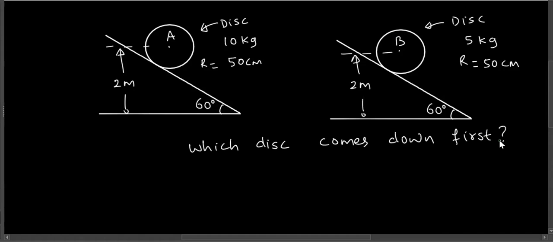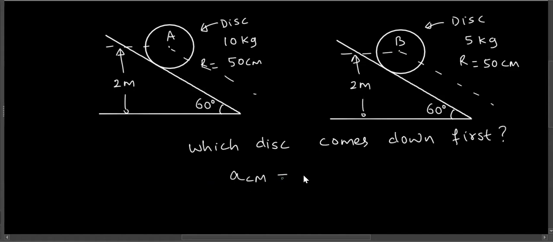Sorry, you're asked to find the time, right? So what do you need? You need the distance, the displacement. The displacement will be given to you. So in both cases, what do you need to find the time if you know the displacement? Acceleration. Now for the disk, what is the acceleration that we obtained?